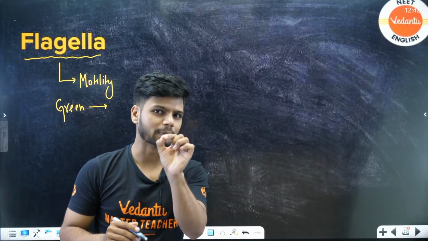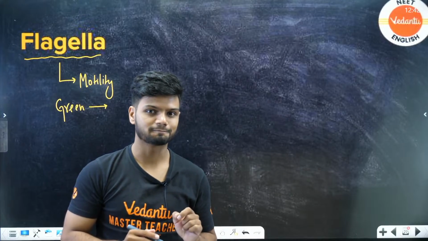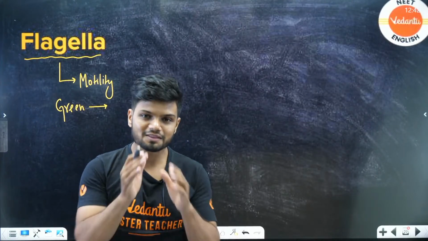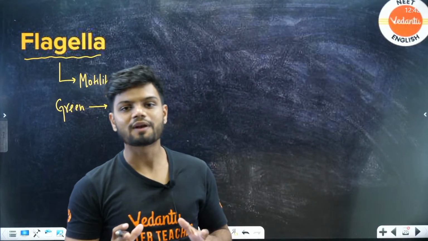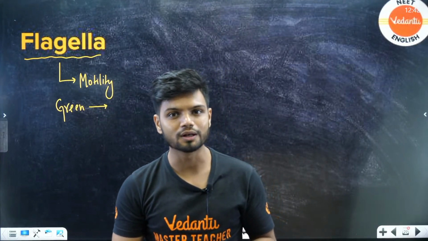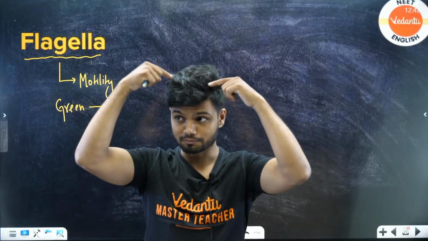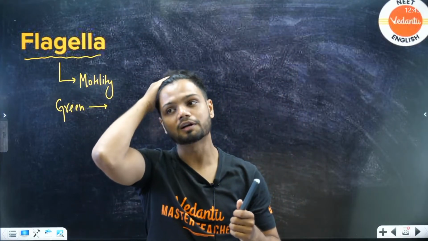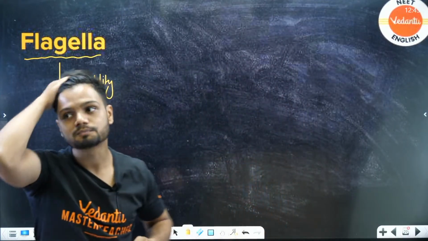But what is the type of flagella in green algae? In the case of your green algae, your flagella is usually two and equal and also present at the apex. From here, the flagella will arise. Let me show you.